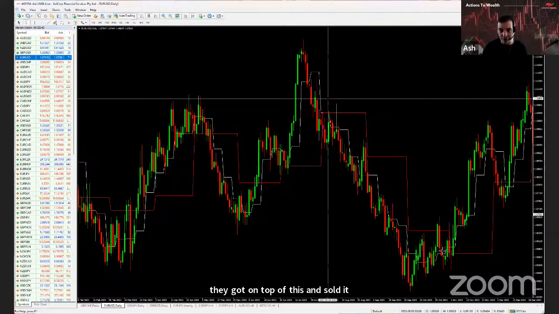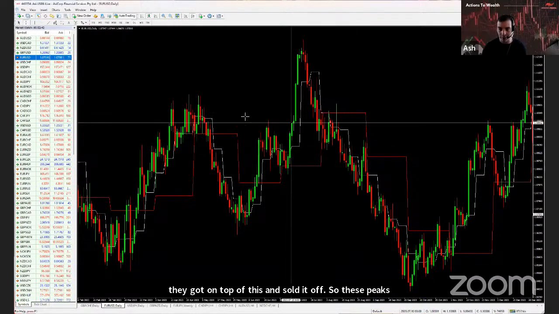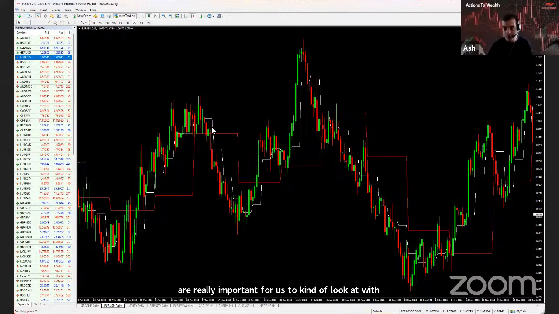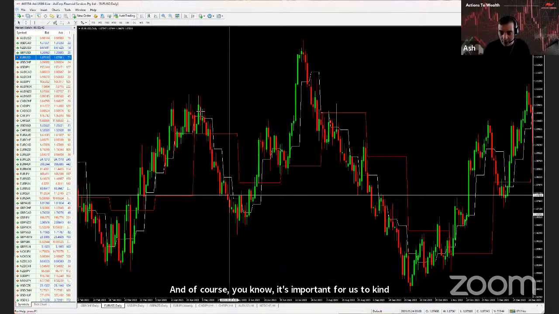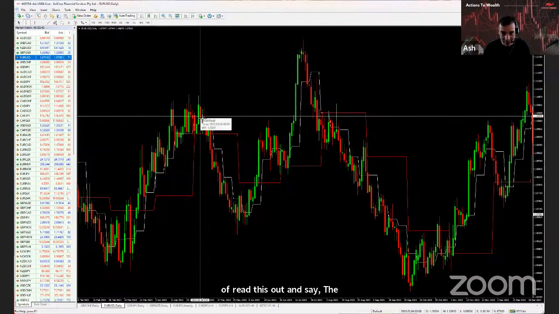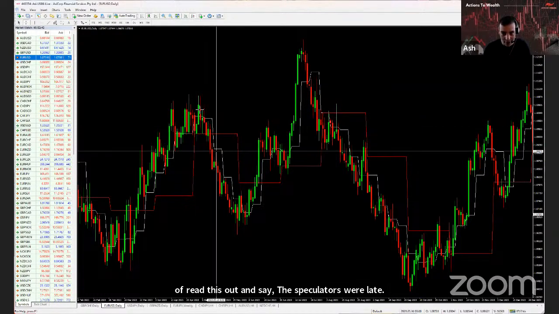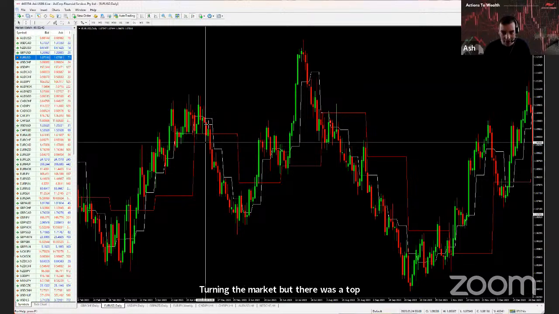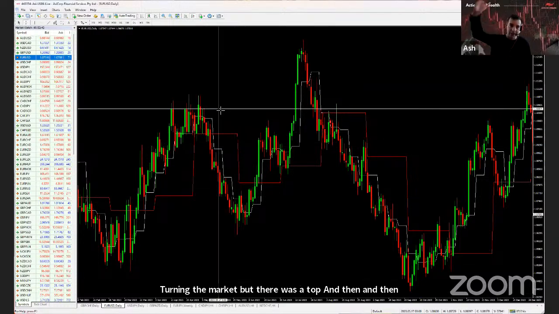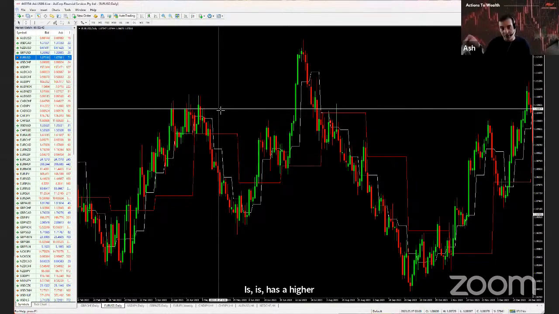So these peaks are really important for us to look at with the COT data. Of course, it's important to read this out and say the speculators were late turning the market, but there was a top, and then it turned, and then they jumped on. So what it's saying is that when we get to an extreme, the next move has a higher probability of actually being down. Then the speculators will come on top.